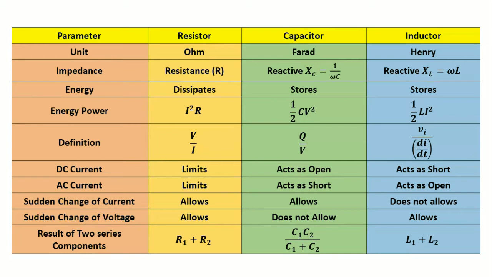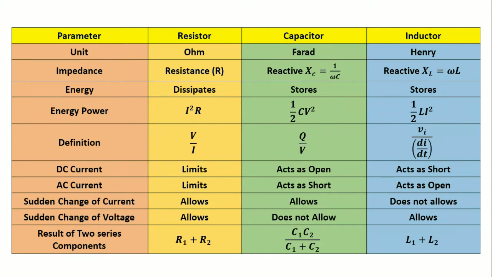The resistor allows a sudden change in current or voltage, but that does not happen for capacitor and inductor. If there is a sudden change of current, the capacitor allows that current, but the inductor will not allow the sudden change of current. And coming to the sudden change of voltage, the capacitor will not allow it, but the inductor allows the sudden change of voltage.